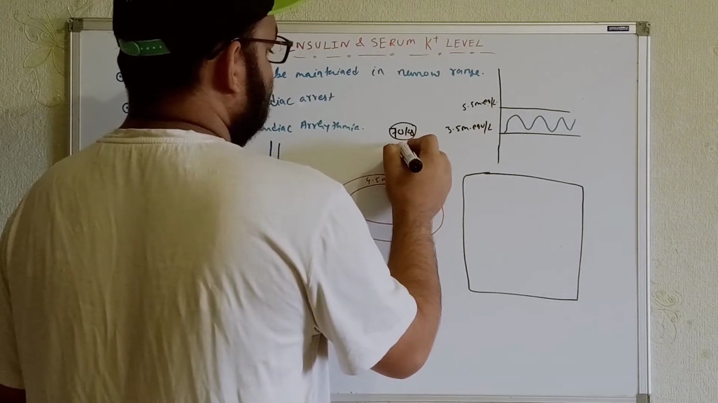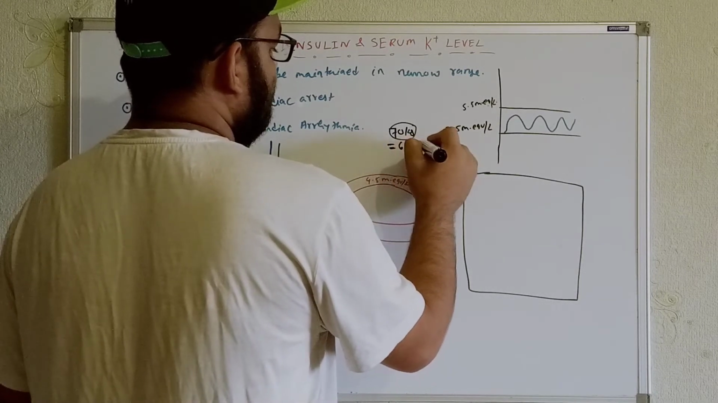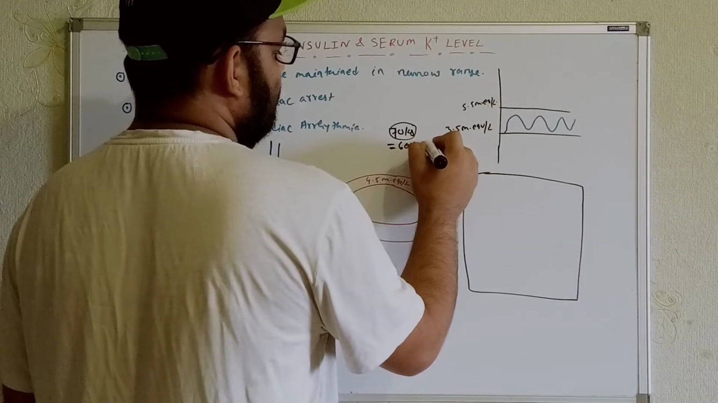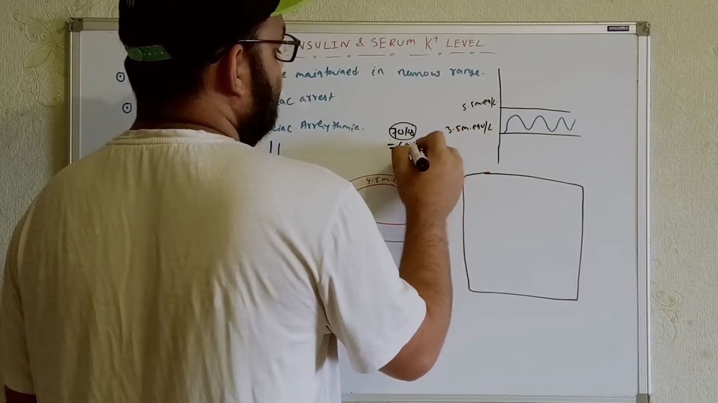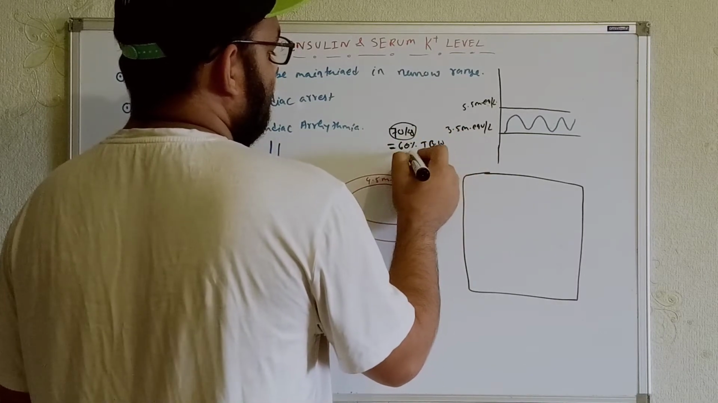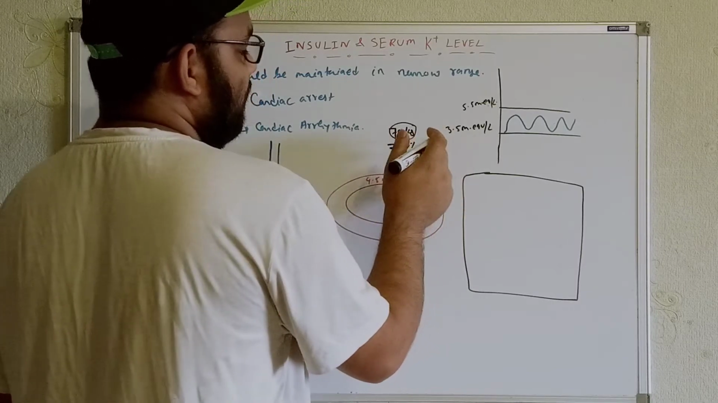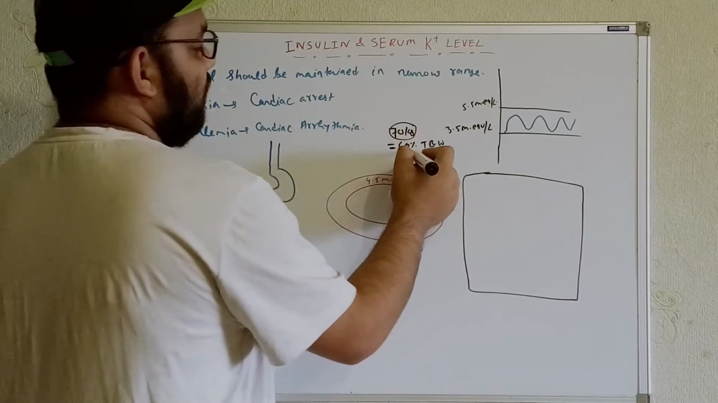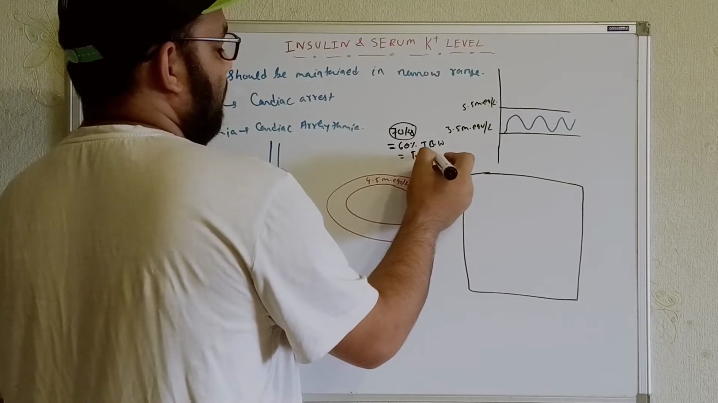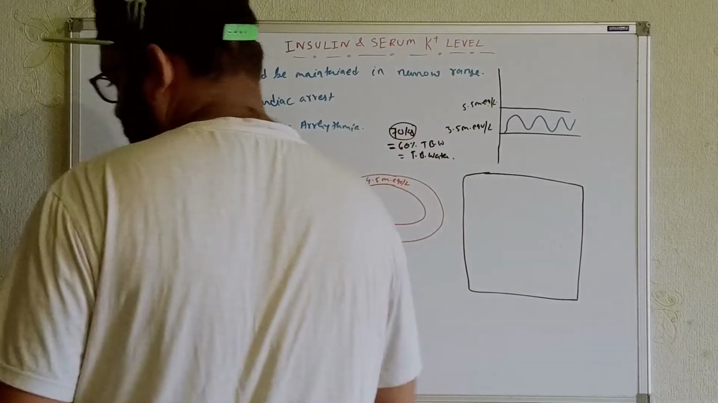So we get here 60%. That will be the what? That will be total body weight. Total body weight. Okay, so that will be how much? 60% of the total body weight. That means the total weight, how much is 70 kg? That will be the total body water over here.